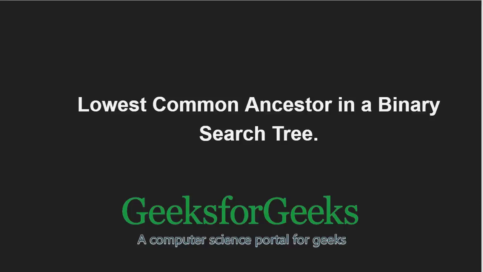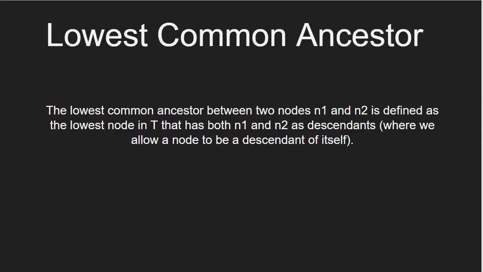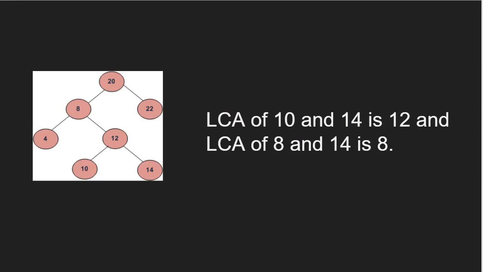First, let us understand what we mean by lowest common ancestor. The lowest common ancestor between two nodes n1 and n2 is defined as the lowest node in tree T that has both n1 and n2 as descendants. Let us see an example. For nodes 10 and 14, we have node 12 as the lowest common ancestor. For nodes 8 and 14, 8 is the ancestor.